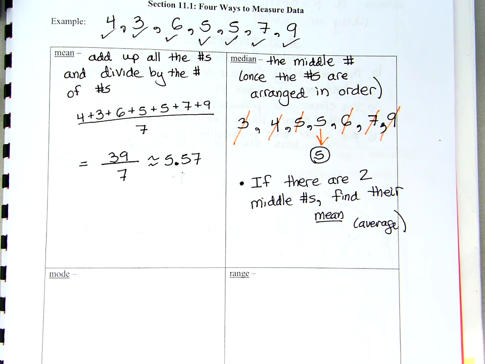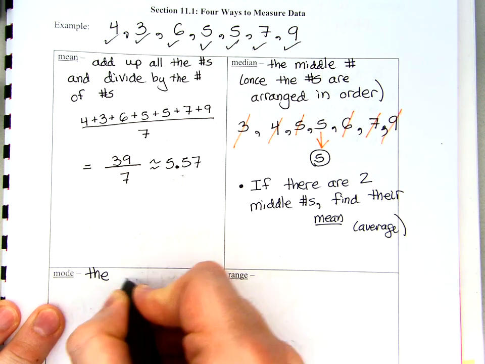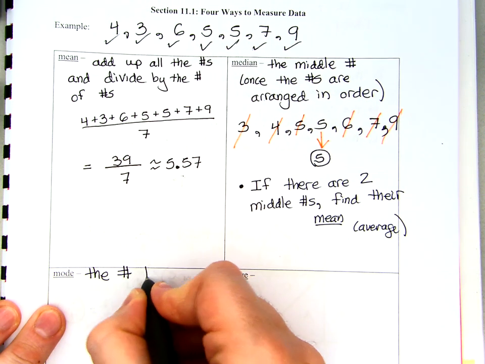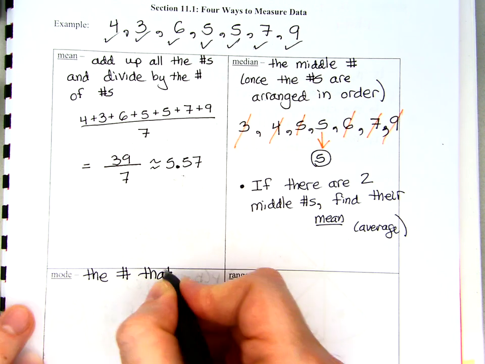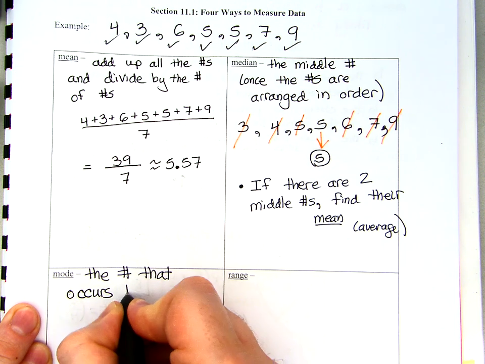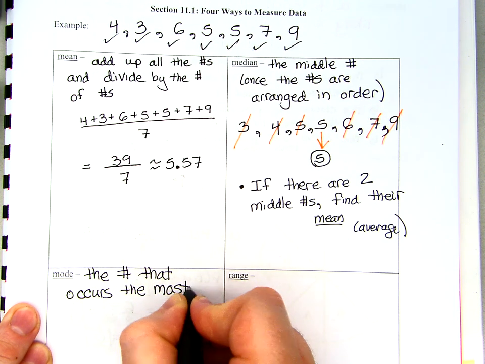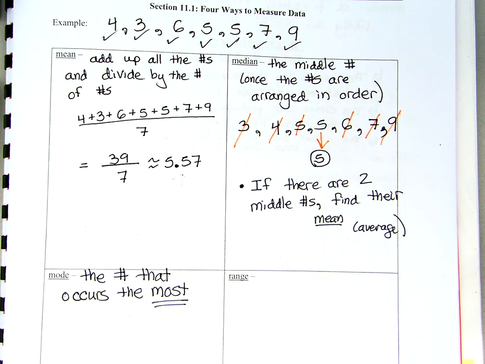The mode is the number that occurs the most. Please write this down. They kind of sound similar. The mode is the number that occurs the most.